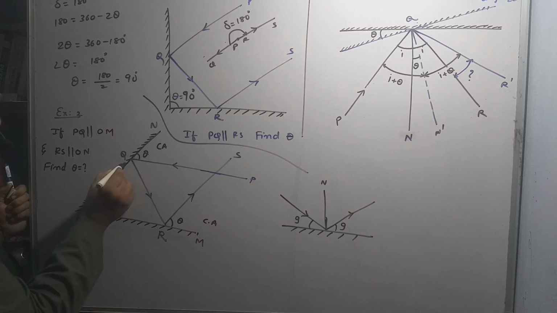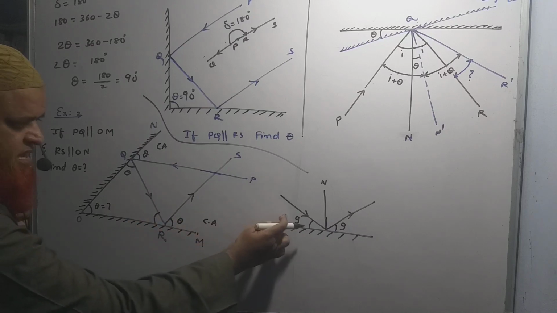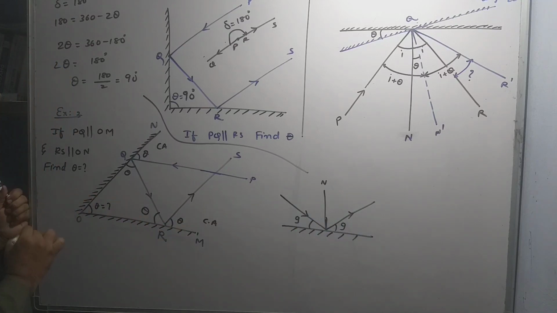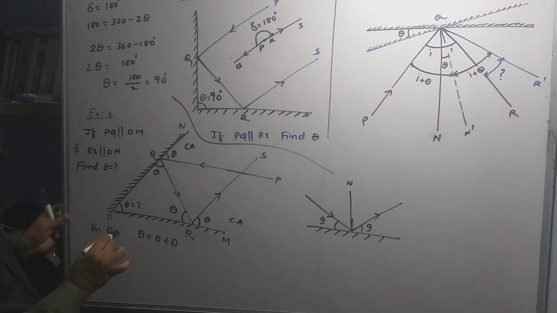If this is theta, this is also going to be the glancing angle. It is going to be the same here. And if this is theta, this is also going to be the glancing angle. It is also going to be the same here. So with this, you will know one thing: theta plus theta plus theta, in triangle QOR.